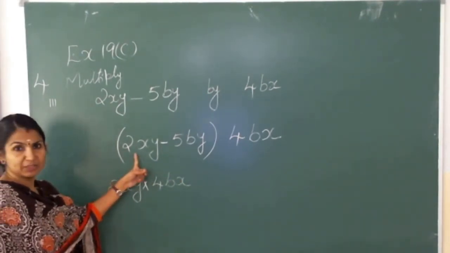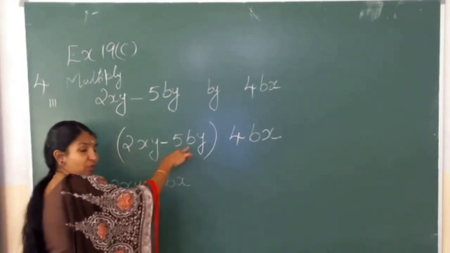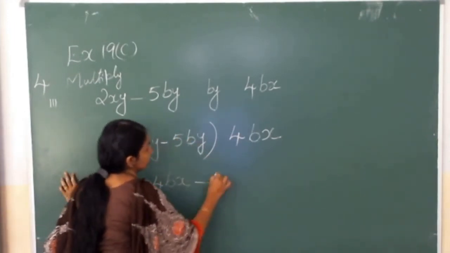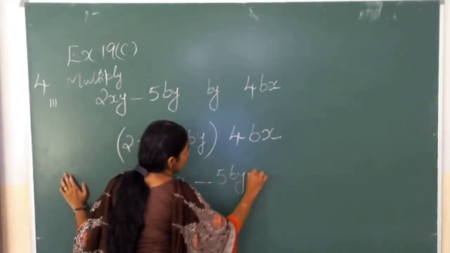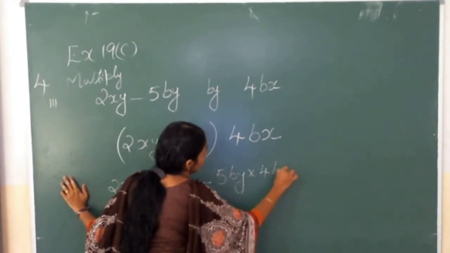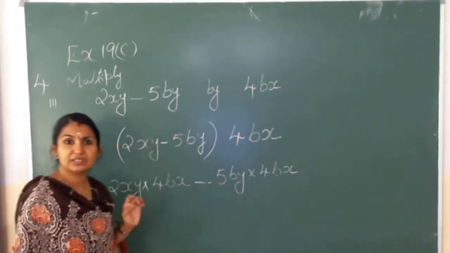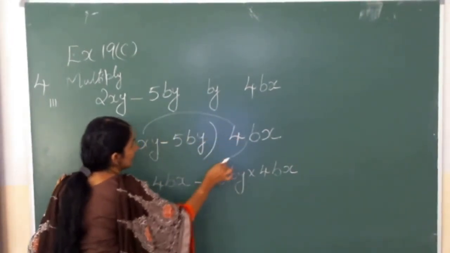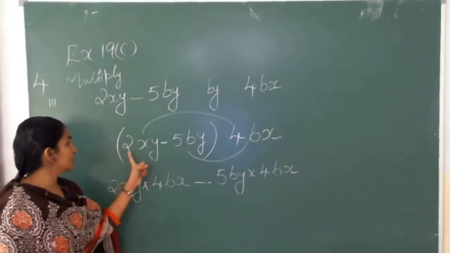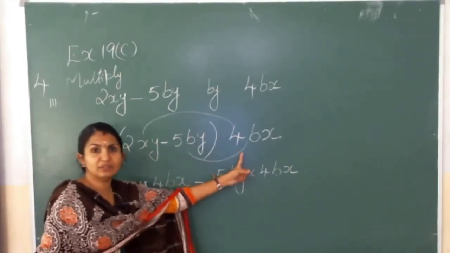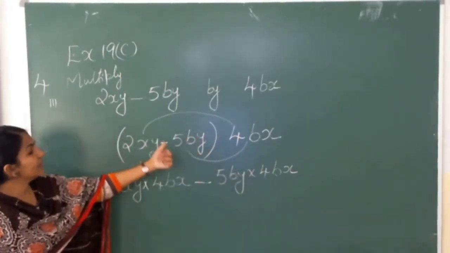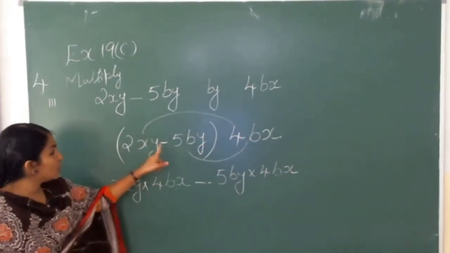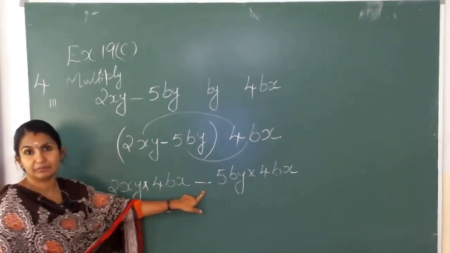So first term we multiply. Now the second term. Before writing the second term, just think about the sign. Minus 5by into 4bx. So clear? So each term should be multiplied with this number. So first this 2xy should be multiplied with this 4bx. Then this 5by should be multiplied with this 4bx. In between, what is the sign? It should be given there.